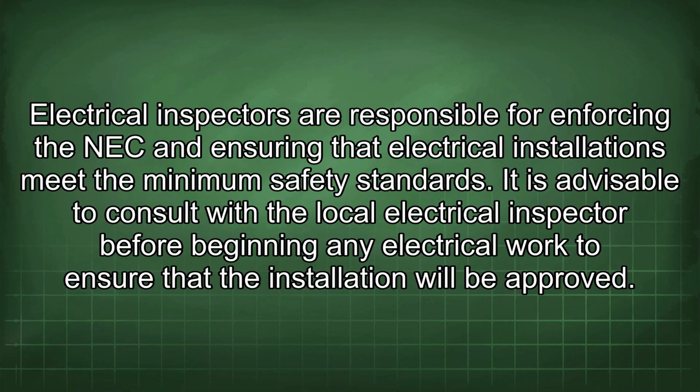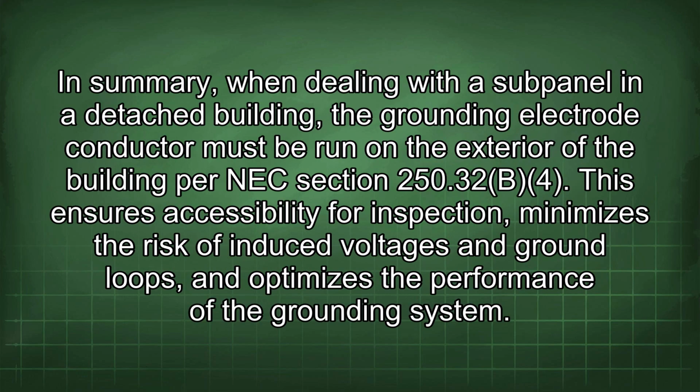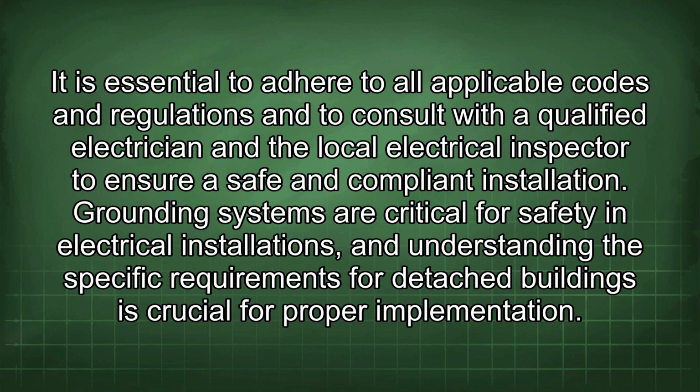will be approved. In summary, when dealing with a subpanel in a detached building, the grounding electrode conductor must be run on the exterior of the building per NEC section 250.32(B)(4). This ensures accessibility for inspection, minimizes the risk of induced voltages and ground loops, and optimizes the performance of the grounding system. It is essential to adhere to all applicable codes and regulations and to consult with a qualified electrician and the local electrical inspector to ensure a safe and compliant installation.